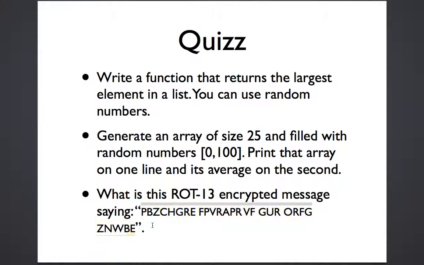Now the third question says, what is this ROT13 encrypted message saying? So we learned in class today that what we need to do is take each letter and add 13 to get its new letter for the actual message. Now, the actual alphabet is composed of 26 letters, so 13 is exactly half.